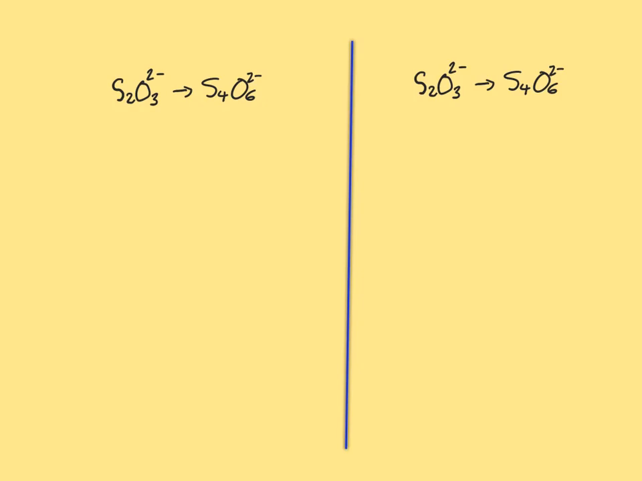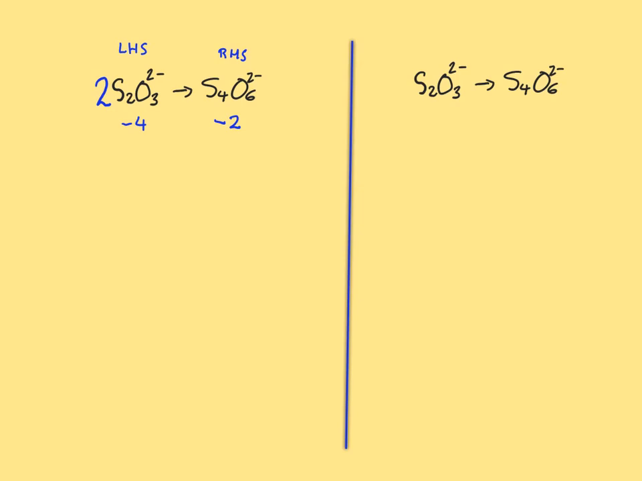So it makes sense to balance for the sulfur by multiplying the S2O3 ions on this side by 2. Now we can see we have 4 sulfur atoms on this side and 4 sulfur atoms on this side. 2 times 3 is 6 oxygen atoms on both sides. However, if we now check the charge on the left-hand side compared to the right-hand side, we can see the charge on this side is 2 times 2-, which is -4, and on this side it's -2.